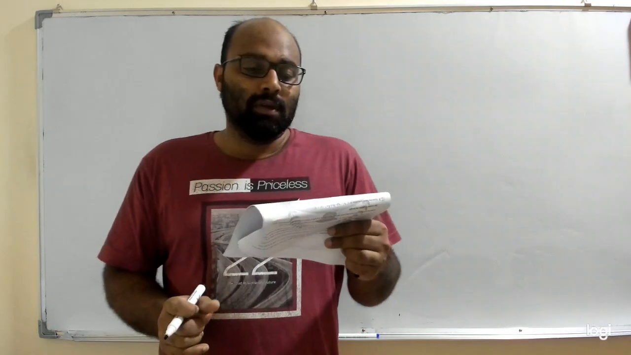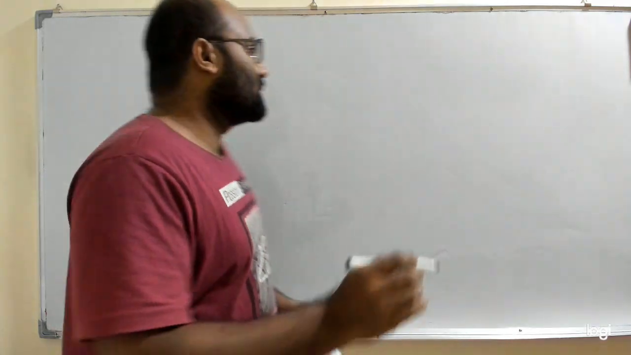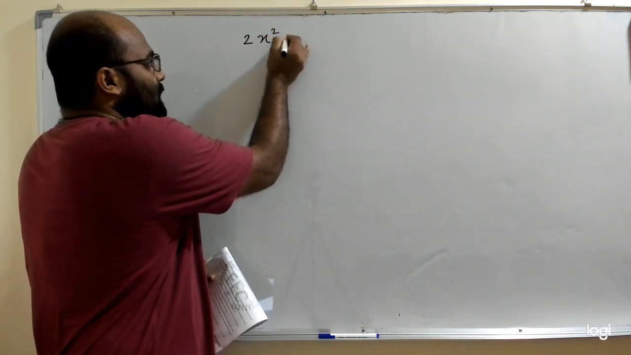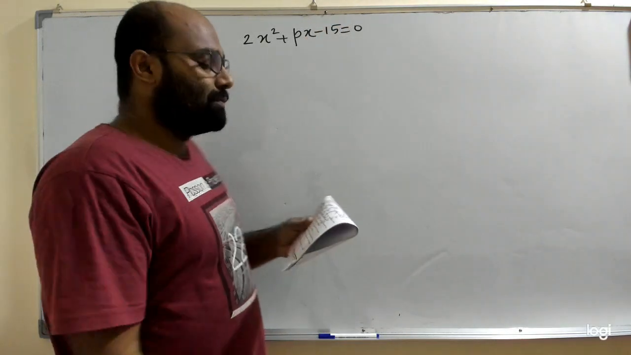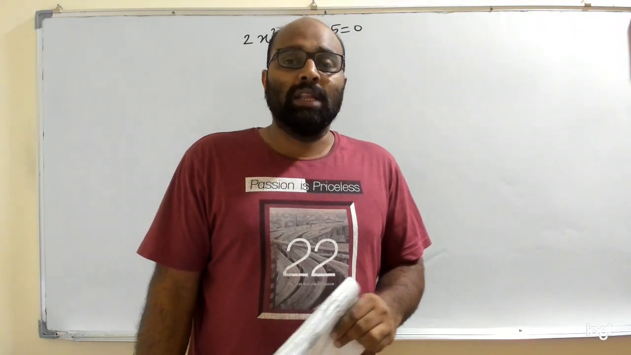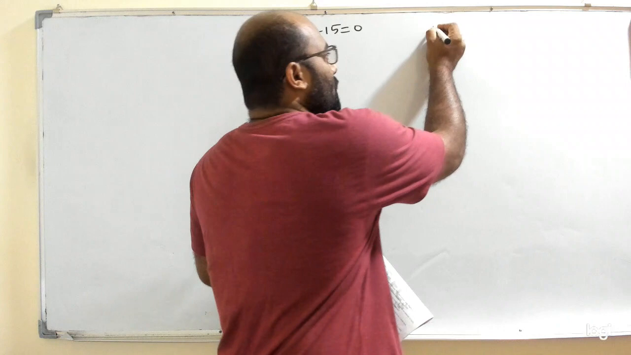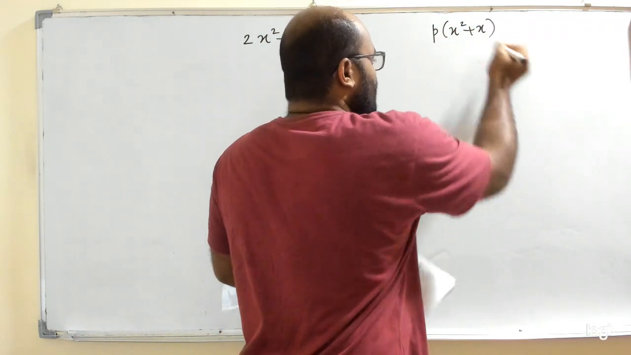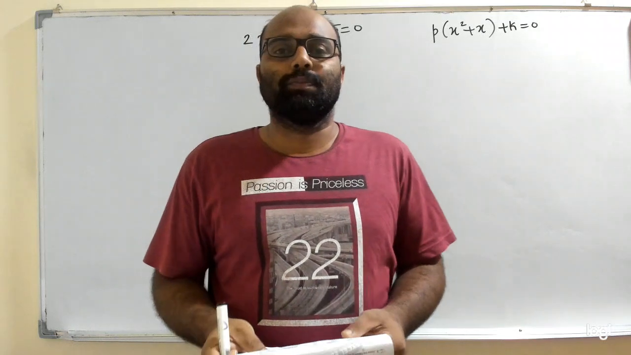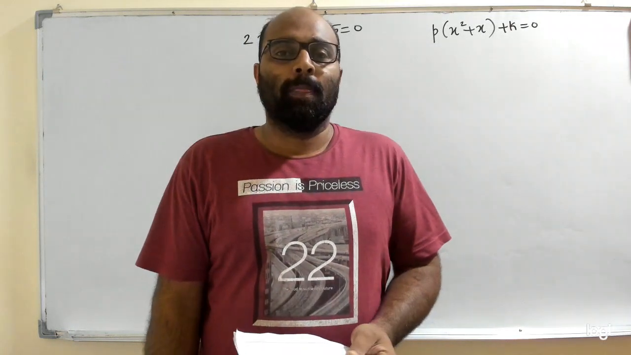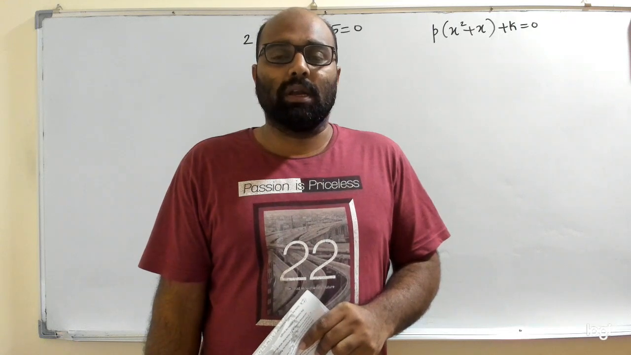If minus 5 is a root of the quadratic equation 2x square plus px minus 15 equal to 0, and the quadratic equation p into x square plus x plus k equal to 0 has equal roots, find the value of p and k.